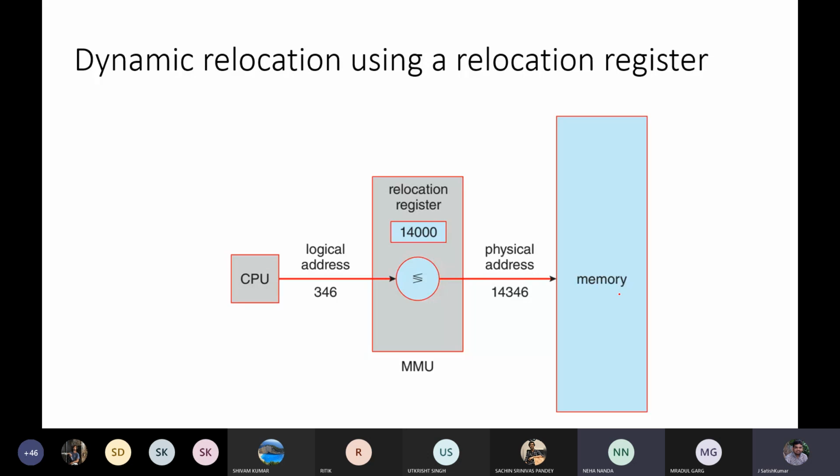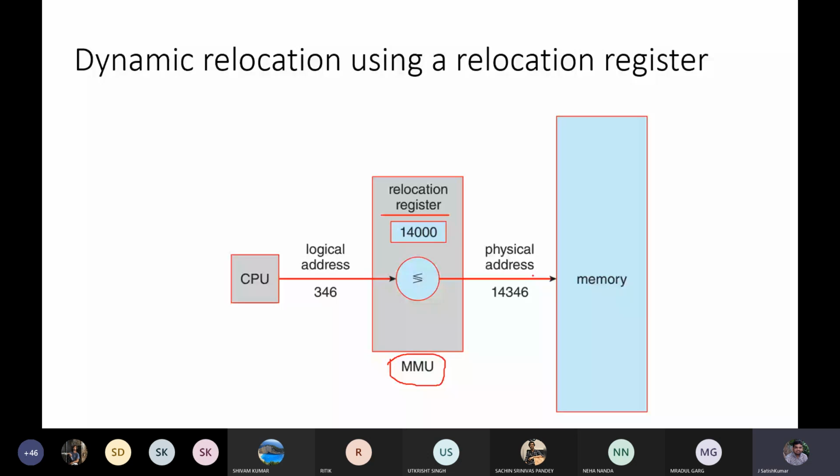The memory management unit takes care of the relocation register. After the address is generated by the CPU, the memory management unit will calculate, based on the logical address and the relocation register, a physical address.